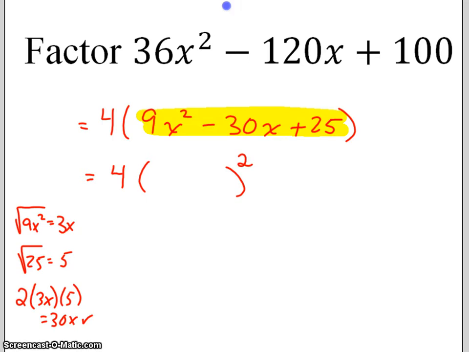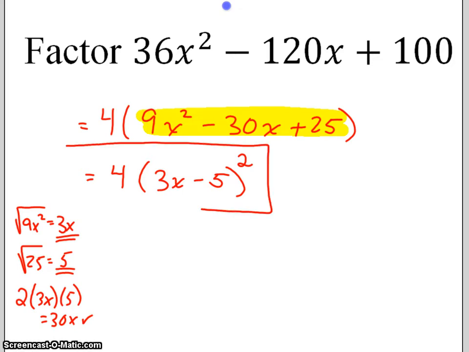So this 9x squared minus 30x plus 25 will turn into a binomial squared, and it's 3x minus 5. We're using these that we just found, 3x and 5. And then the sign of the second term tells us whether it's plus or minus in the middle.